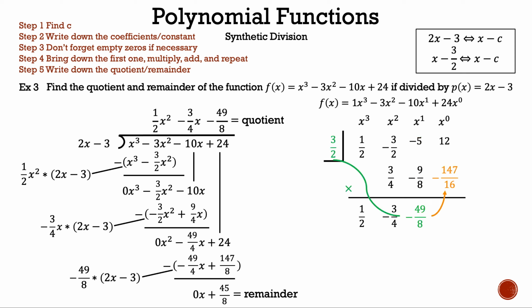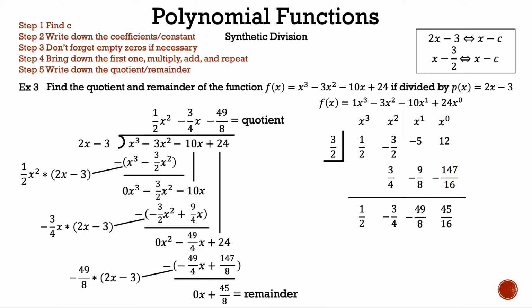So let's multiply the c value, in this case 3 over 2, by the bottom number, negative 49 over 8, and the result, negative 147 over 16, goes under the 12. Next, we add the 12 and negative 147 over 16 and put the result, 45 over 16, on the bottom row.